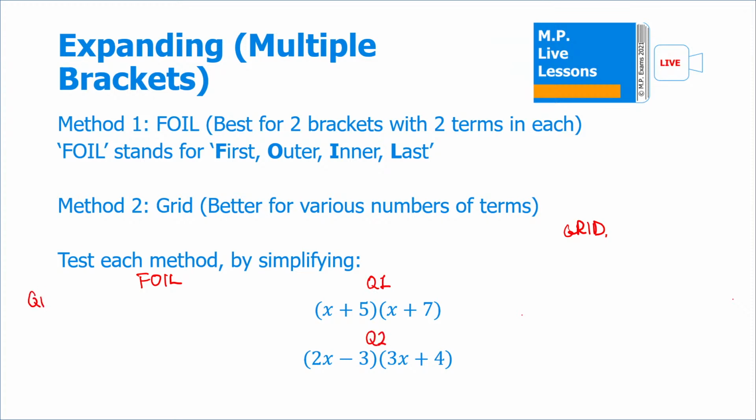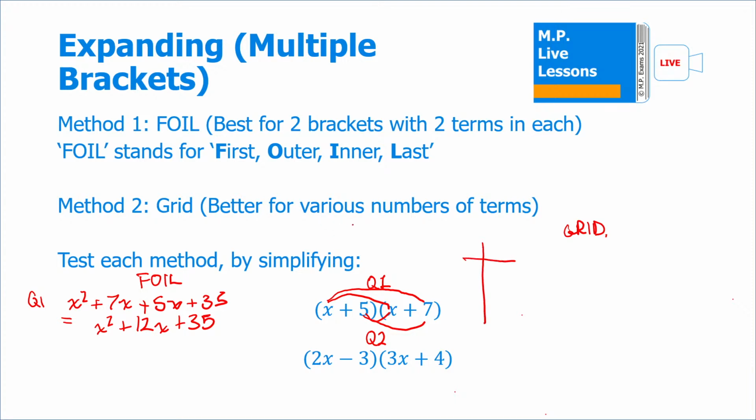Okay, with FOIL I'll try question 1. So our first two terms are x and x, so this will be x squared. Then the outer ones, x times 7, 7x. Our inner terms, 5 and x, so that's 5x. And then the last terms, 5 times 7, which is 35. And if we simplify this up, we get x squared plus 12x plus 35.